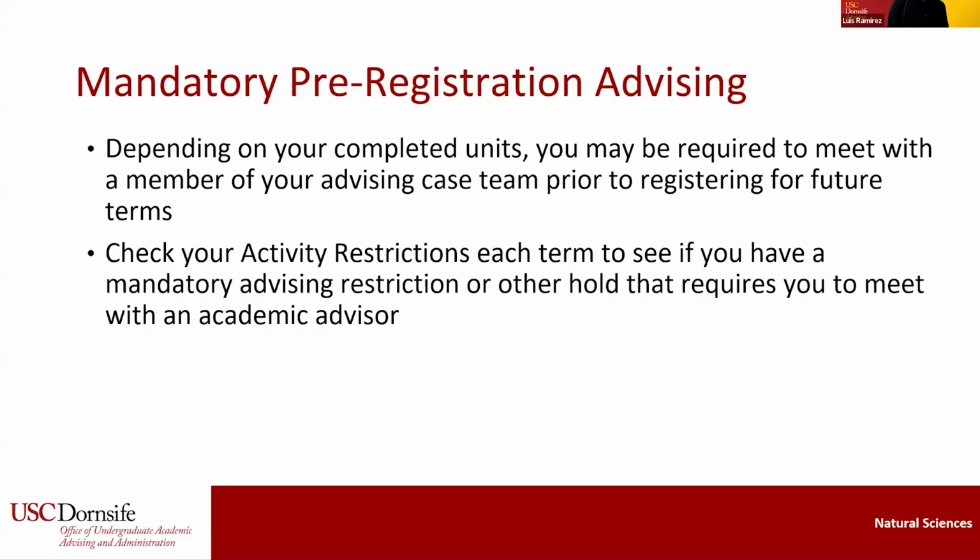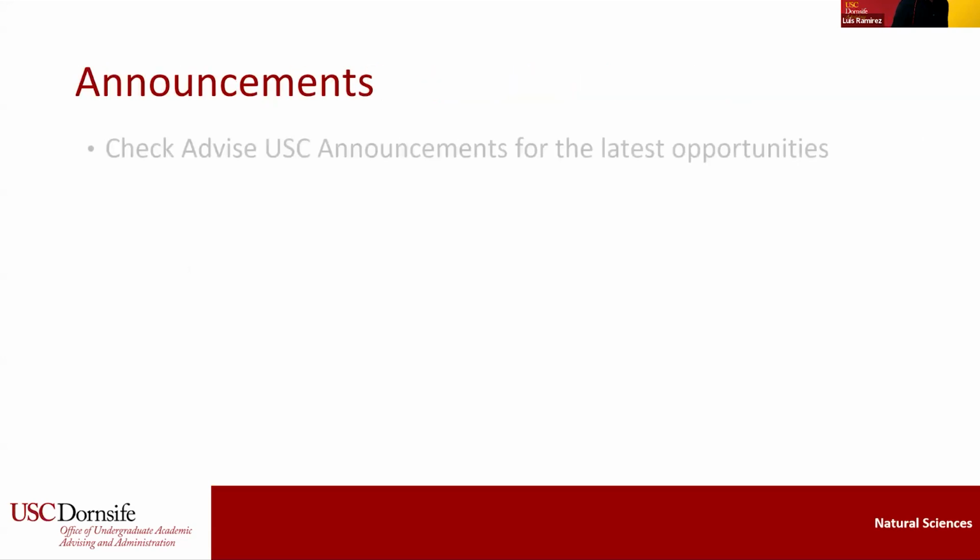You can see what term or what time of day that you would be registering, the date as well, of course, on OASIS, and you can also see it on web registration. So check your activity restrictions each term to see if you have mandatory advising restrictions or other holds that require you to meet with your academic advisor. One last thing.